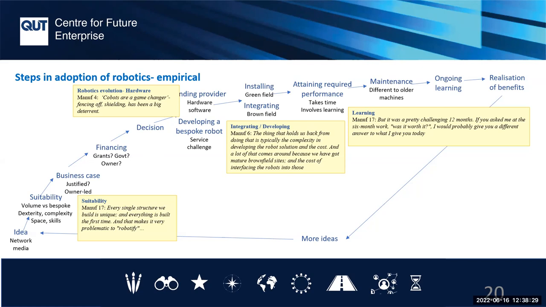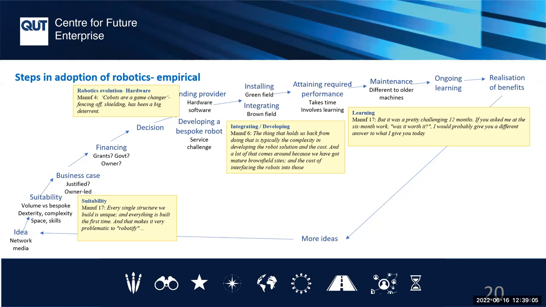Robotics evolution and hardware. This is about the cobots, and they're saying cobots are a game changer. Fencing off and shielding has been a big deterrent. We spoke to one little SME that was developing his own cobot because he couldn't afford an industrial welder. He was designing one himself, and they go to extraordinary lengths. He was on Facebook to somebody in Romania to get hints, and then somebody in the US about something else, getting it all together. And it looks like it's going to work.